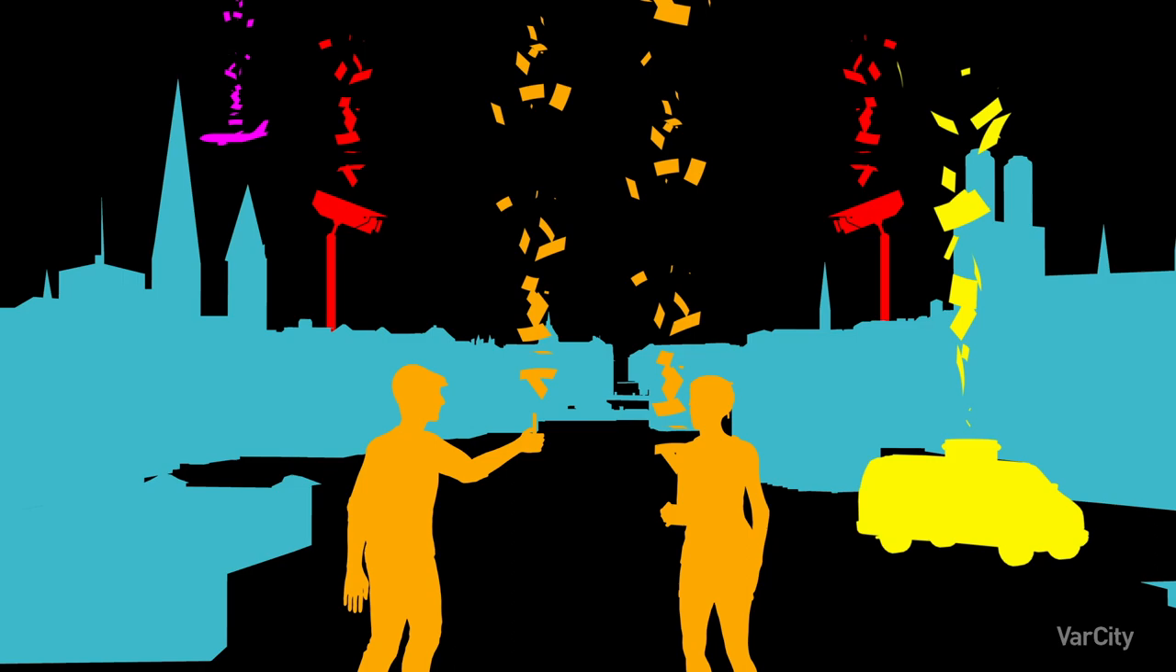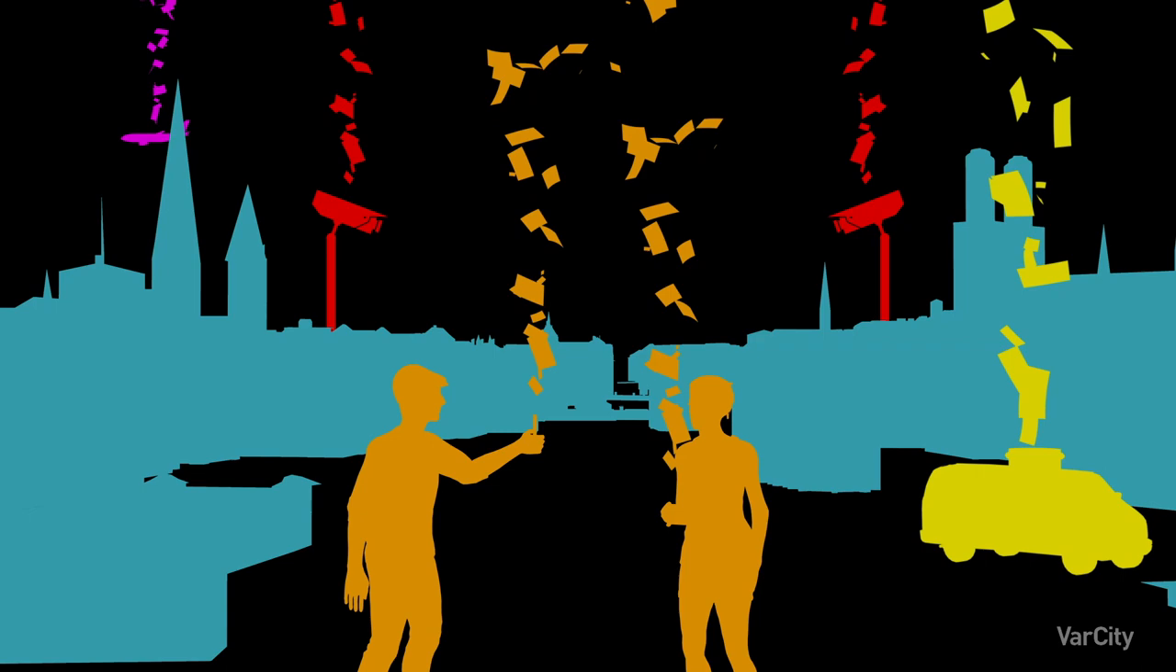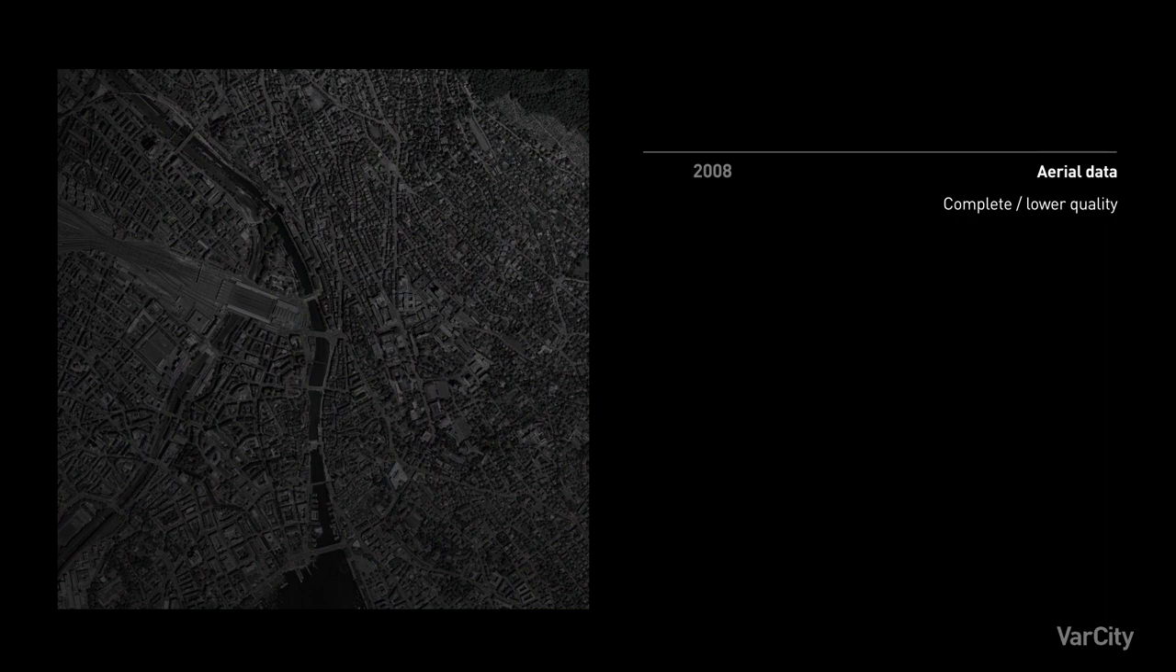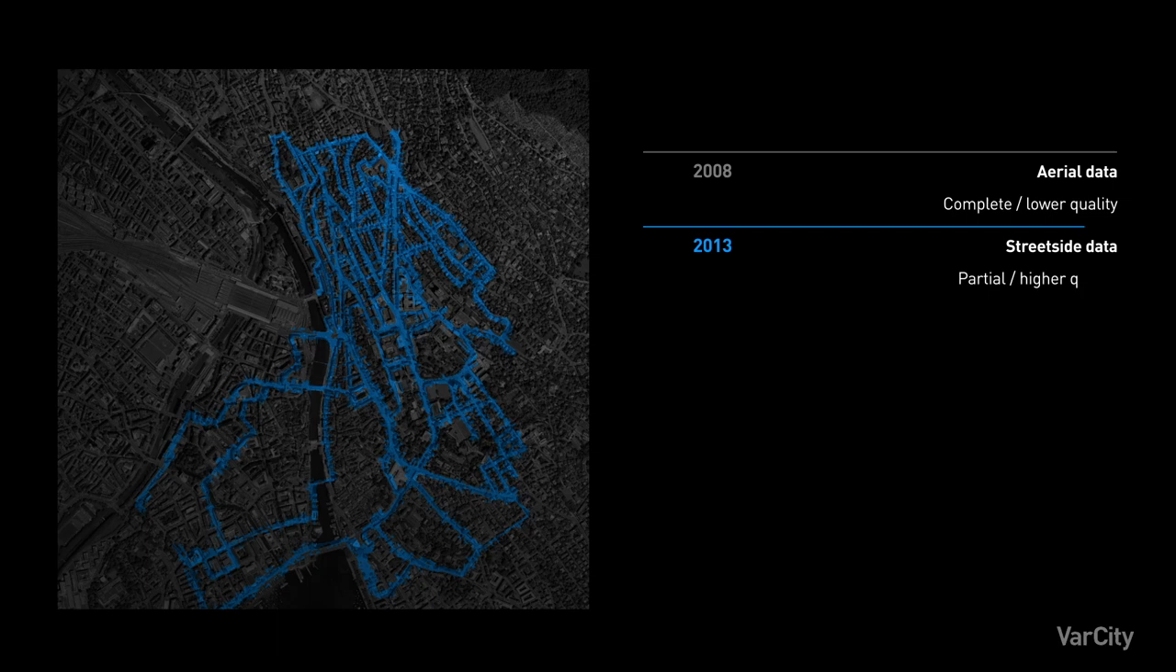Recall that VarCity was based on the vision that many images of a city environment would become available in the near future. The data allowed us to produce what has been shown in this video. We used aerial data collected in 2008 to get a coarse overview of the entire city. Then, we collected street-side data in 2013 to map accessible streets with higher quality.